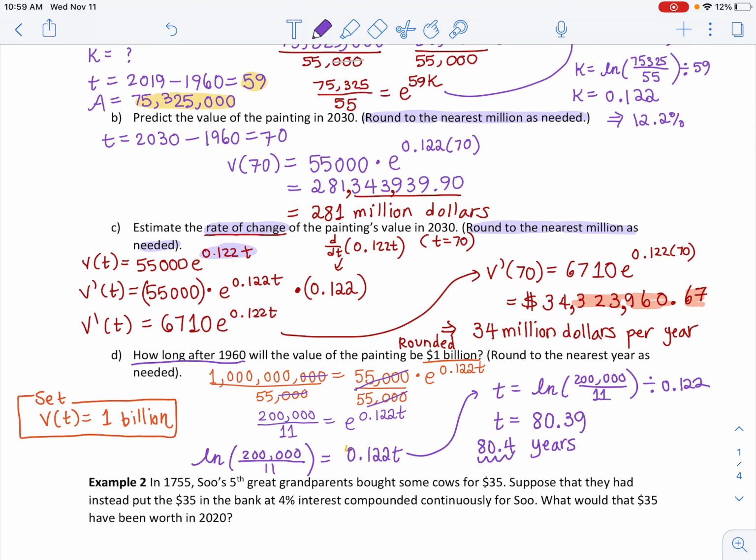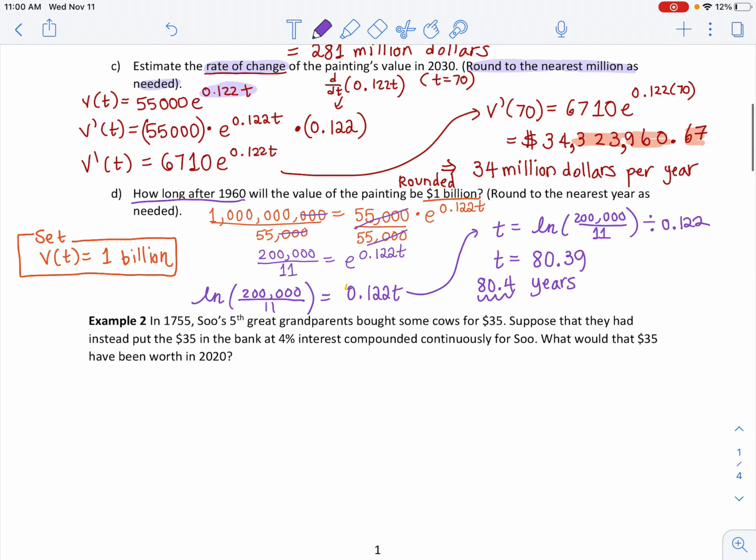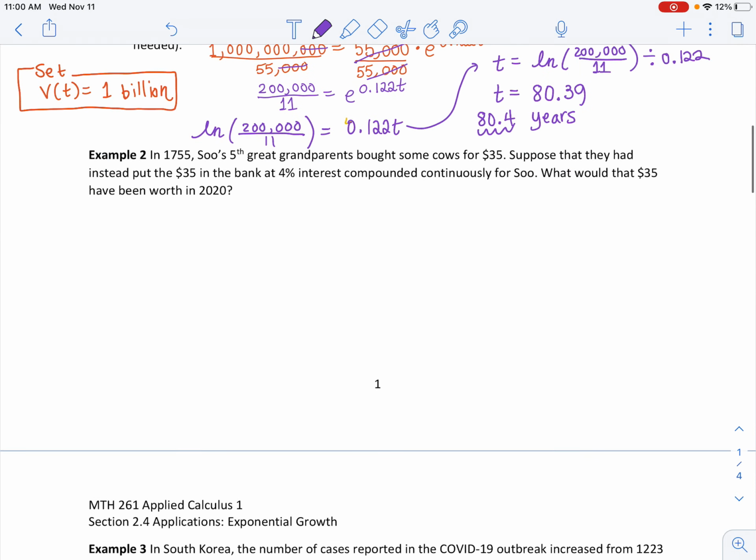Alrighty, let's go ahead and look at number 2. So this section, the entire set of examples that I got for you, are all exponential growth. So the numbers are going up. Section 2.5 is almost the same thing, but they're going down. All right, let us see.